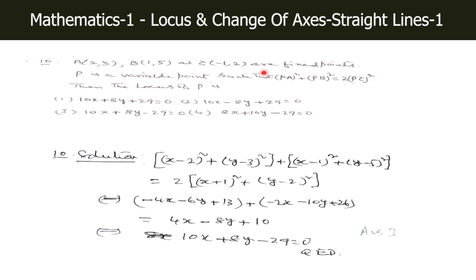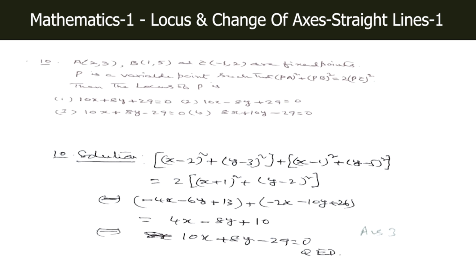Question number 10. A (2, 3), B (1, 5) and C (minus 1, 2) are fixed points. P is a variable point such that PA square plus PB square is equal to twice PC square. Then the locus of P is: 1) 10x plus 8y plus 29 equal to 0, 2) 10x minus 8y plus 29 equal to 0, 3) 10x plus 8y minus 29 equal to 0, 4) 8x plus 10y minus 29 equal to 0.